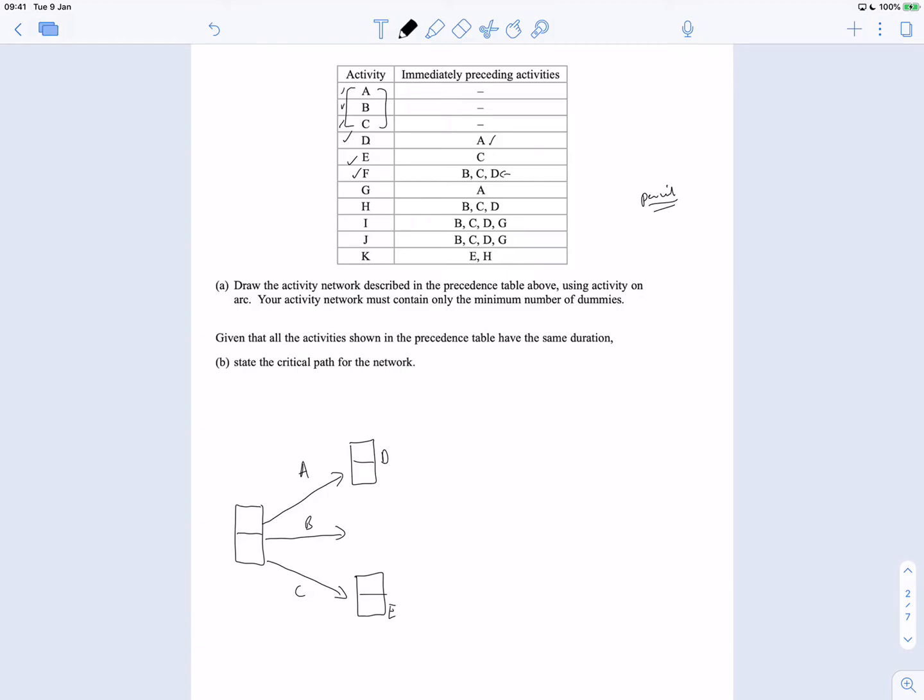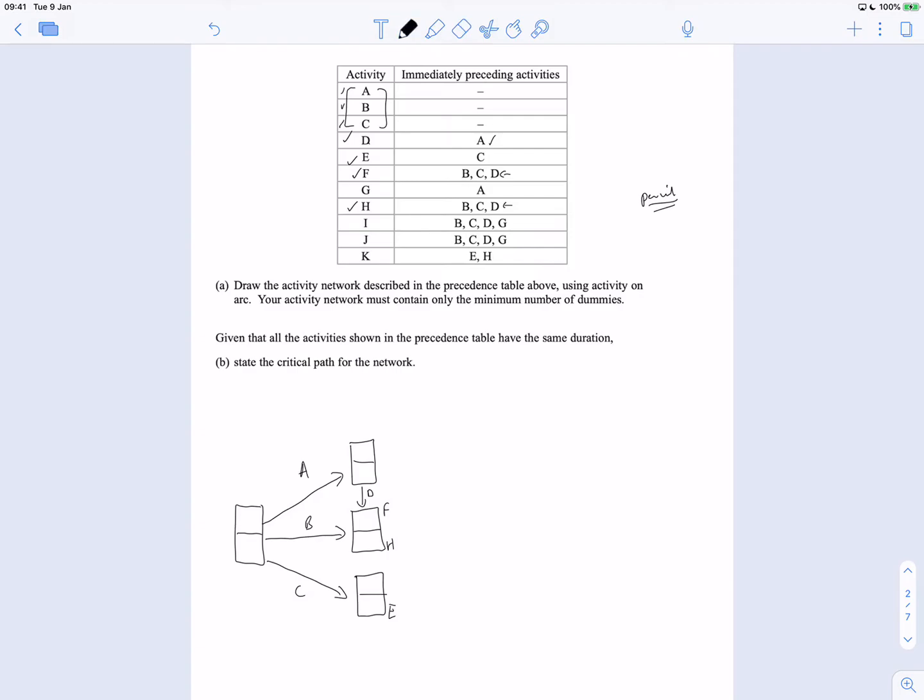Now if I look at F, F needs B, C, and D happening. But if I also look at H, that also needs B, C, and D happening as well. So there's going to be a stage where F and H pop out. So let's say I've got an activity where F and H pop out, and I need B, C and D. Well, it looks like I could put that here, and I could let D be the activity going from there to there. That would make sense.